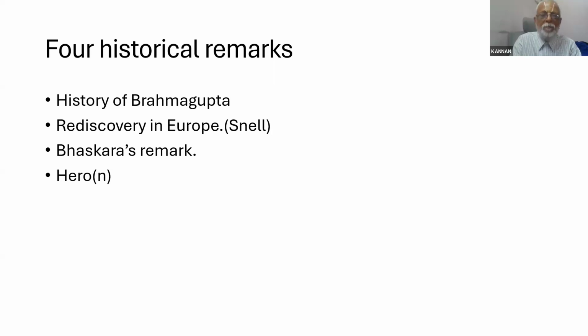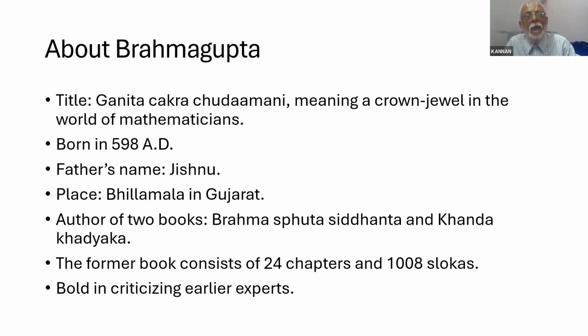First about Brahmagupta. Some historical remarks about Brahmagupta. He has won the title Ganita Chakra Chudamani. This is an award for him. When he lived, other experts gave this title to him. The meaning of the title: Chudamani means crown jewel, and Ganita Chakra means in the world of mathematics. Brahmagupta is given a title that he is the crown jewel in the world of mathematics.